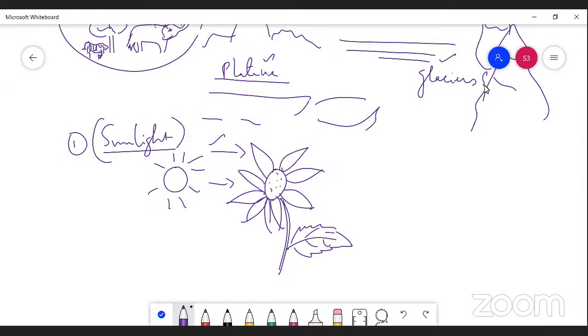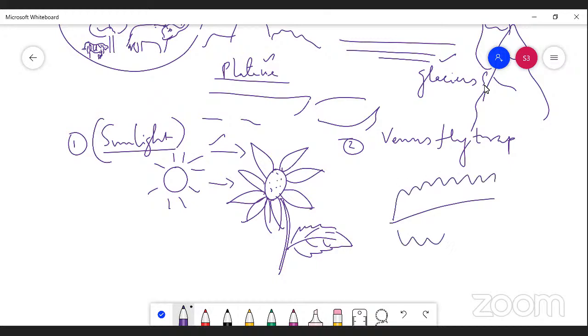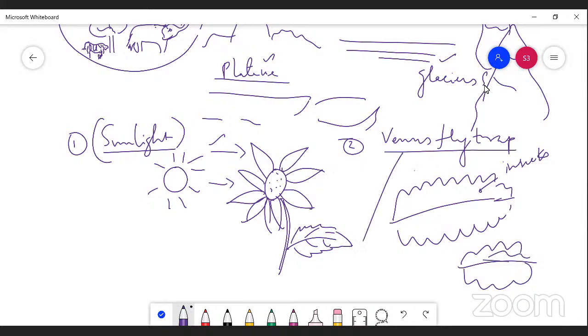Another one is the Venus flytrap. When an insect touches it, the leaves close. These are sensitive plants, carnivorous plants, otherwise called insectivorous plants. They grow in soil with nitrogen deficiency.